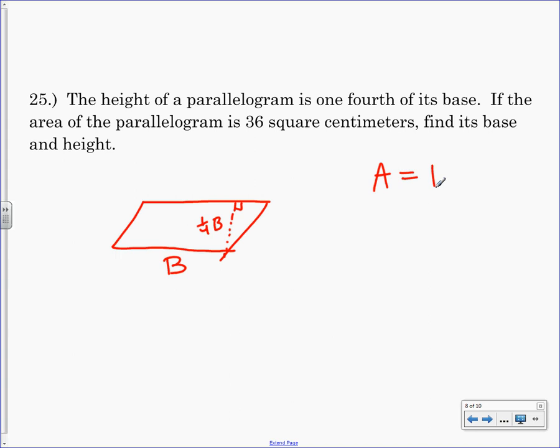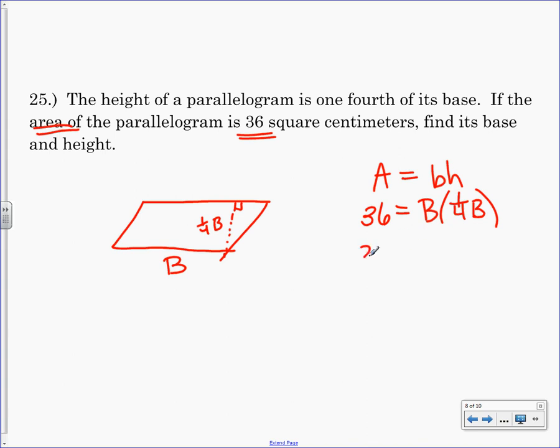So area equals base times height. What did we call the base? I called it a capital B, whatever. I don't like lowercase b's because they look like sixes, but you call it whatever you want. And then the height is 1/4 B. What else did they give me that I haven't used yet? They said area. I wrote the formula for the area of a parallelogram. They said it's 36 square centimeters. So instead of area, I'm going to say 36. Does that make sense? Okay.